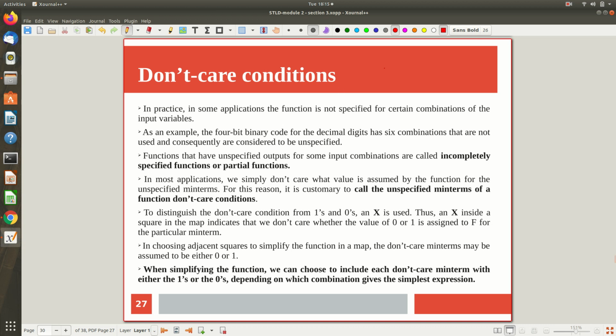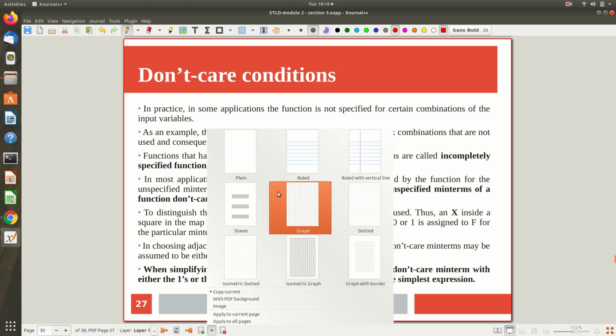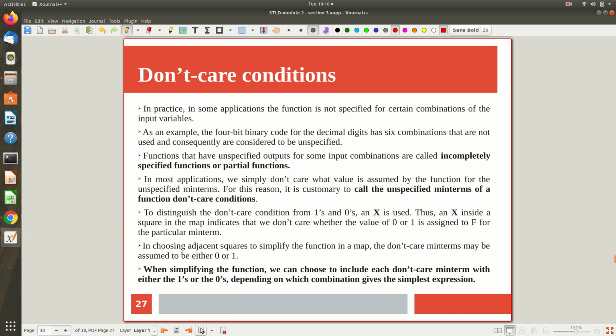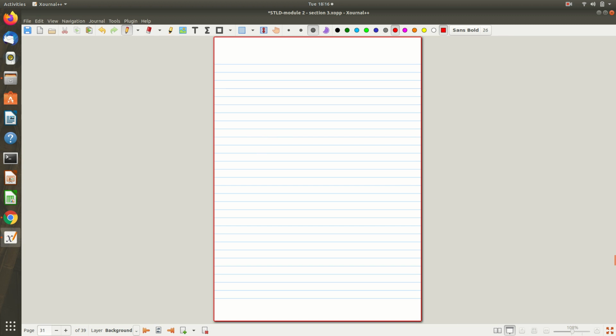In practice, in some application the function is not specified for certain combination of the input variable. So typically what we see so far, let me take an example. A Boolean expression, we can visualize it as a function. What does it mean?